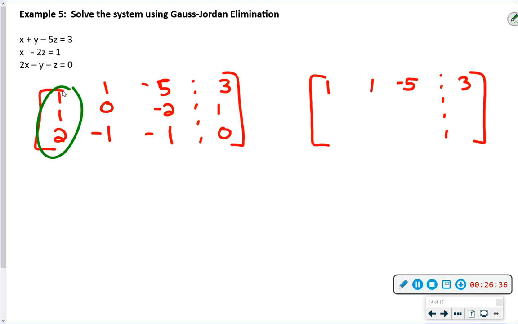So to get rid of 1, you need -1. -1 times 1, -1 plus that. -1 times 1, -1 plus 0. I'm going to have -1 times -5, 5, minus 2. -1 times 3, -3, plus 1. We're ready for the bottom row.